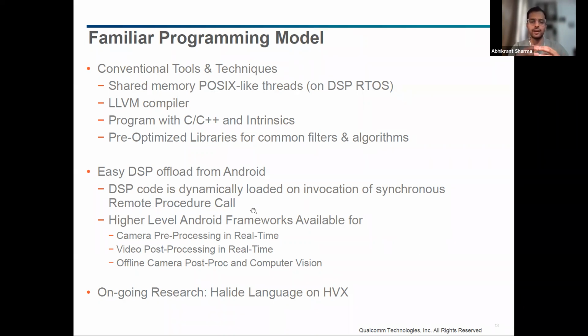It's like a dedicated driver which exists between the ARM processor and the DSP, and it allows seamless communication of data as well as control code from the HLOS, from Android or the CPU, to the DSP. It is actually used for most of the camera pre-processing, video post-processing, offline camera post-processing and computer vision applications. So this forms a basic building block to ensure that all these camera, video, or computer vision applications are able to run very seamlessly for the end users.